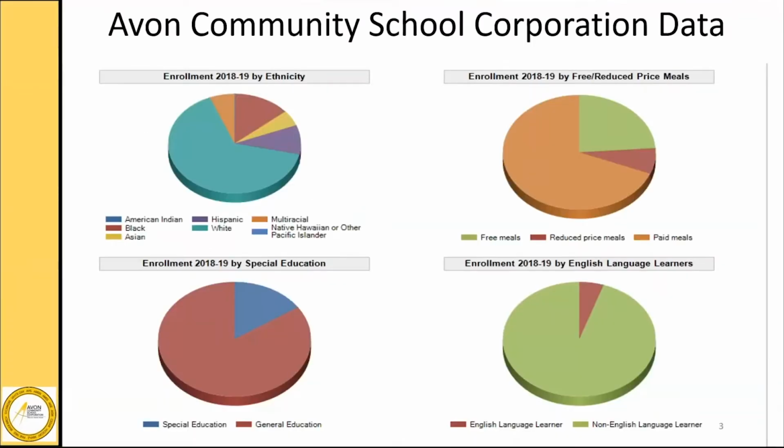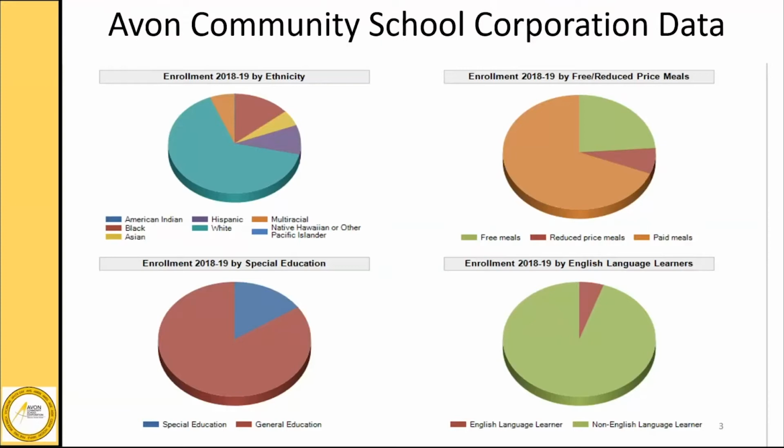A little bit more about Avon Community School Corporation, just some background information for you. Avon is located in Hendricks County, just outside of the Indianapolis metropolitan area. Our current enrollment is just about 10,000 students, give or take a few. We are about 63% white students with 15% African American and 10% Hispanic. And then 5 to 6% of our students are either Asian or multiracial. Our free and reduced population at this time is about 1/3 of our students qualify for free or reduced lunches.